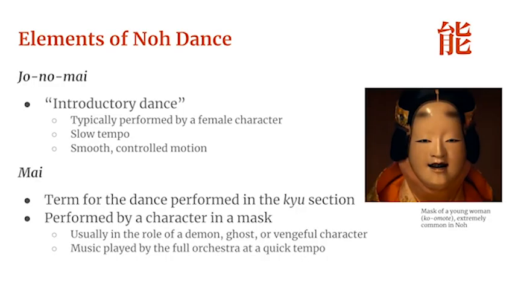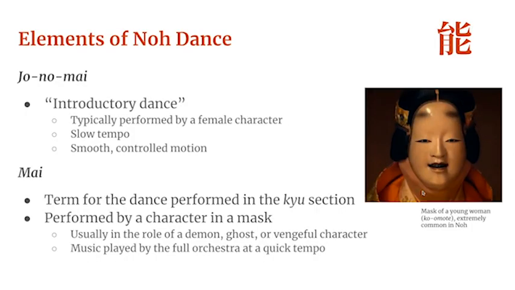So next we have a little bit more about dance specifically. I mentioned before the jo no mai, but I didn't say much about it. Let me tell you a little bit more. So this is the introductory dance. It's the first one that occurs in the play. And it's typically performed by a female character. Not always, but that is just what occurs most often. And female characters in Noh are played by men.